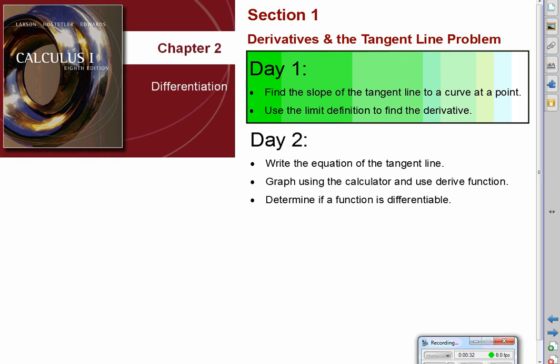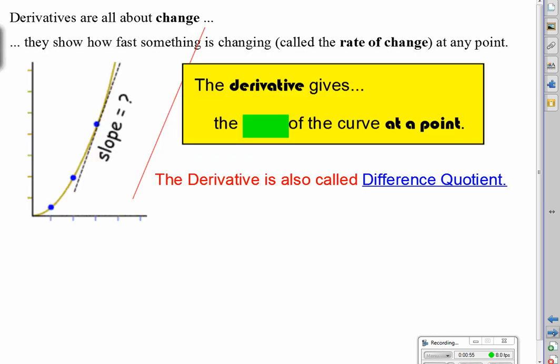So day 1, let's just find the slope of the tangent line to a curve at a point. Hopefully you're recognizing the word tangent line from geometry and the word slope from algebra. We'll tie those two together, and then we're going to use a limit to help us define how to calculate a derivative. So all these things will tie together nicely.